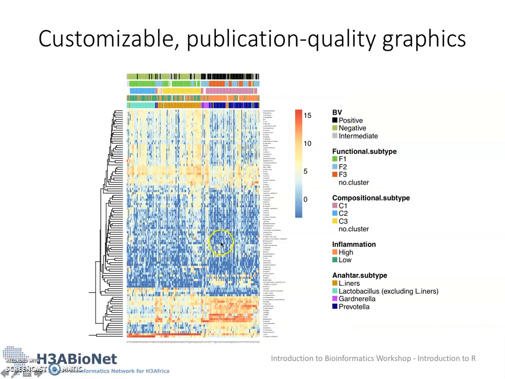This is another example of 16S microbiome data. In this case, we have a heat map where colors that are more red represent higher abundance, and the blue colors represent lower abundance bacteria. So each row you see here is one taxonomic unit, and then again at the top we've added clinical information that are relevant to each one of these samples.